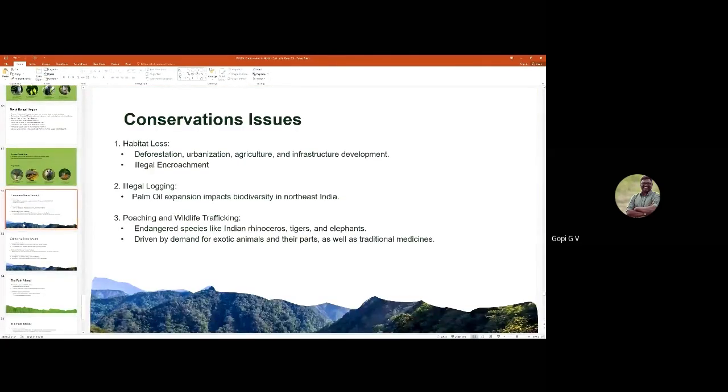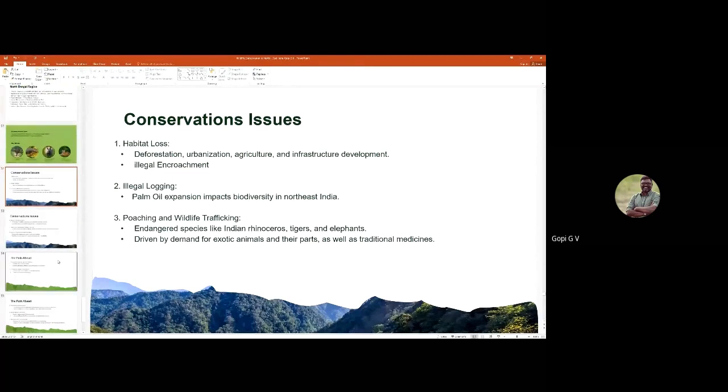If you look at conservation issues, there are several, like habitat loss. You have deforestation, urbanization, infrastructure development. I spoke to you about, for one species, how linear intrusion can impact the habitat behavior of the gibbons, with a case study. There are also a lot of new initiatives like expansion of palm oil cultivation, which can have an effect on wildlife species. We have a very well known example of how palm oil cultivation in Southeast Asia has decimated populations of orangutans. So there are cases of poaching still happening in certain states, which need to be tackled.